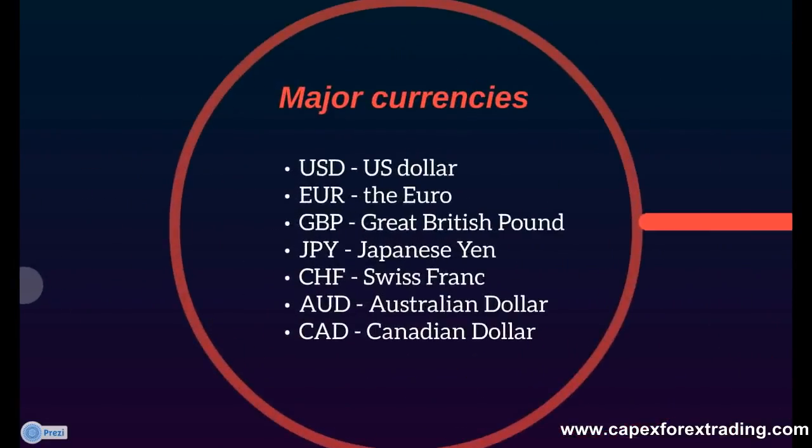Now, there are many currencies that are available to trade with in the Forex market, but there is also a list of 7 major currencies that you should bear in mind when you trade. They are the US dollar, the euro, the Great British Pound, the Japanese yen, the Swiss franc, the Australian dollar, and the Canadian dollar. The reason why these are called major currencies is because they are the ones that provide the most volume in the market on a daily basis.